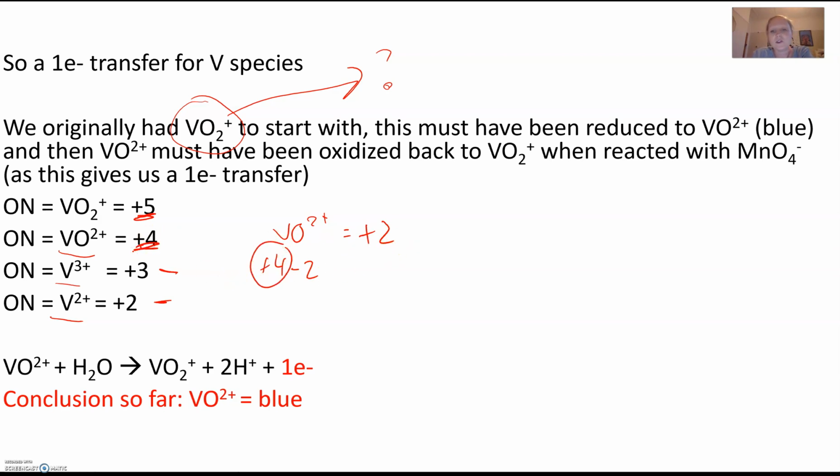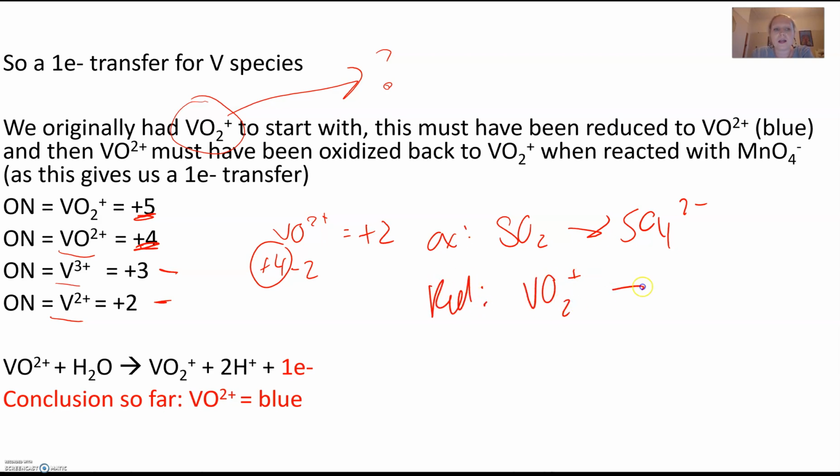So therefore, in this first reaction, when SO2 reacts to SO4 2- for oxidation, the reduction equation is that VO2+ is forming VO2+. And we know that because we worked out from the ratio that 1 electron was transferred. If 1 electron is transferred, then there is an oxidation number change of 1, and the oxidation number change of 1 is when this vanadium goes from +5 to +4. And so now we know that the blue species is this VO2+. I hope that makes sense.